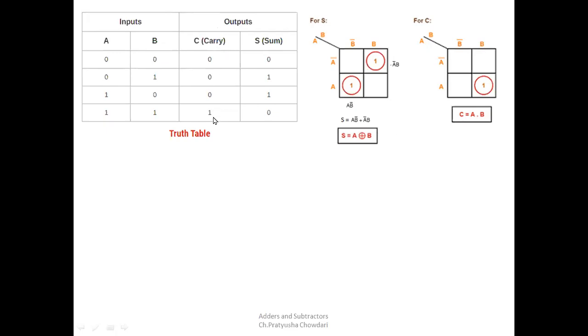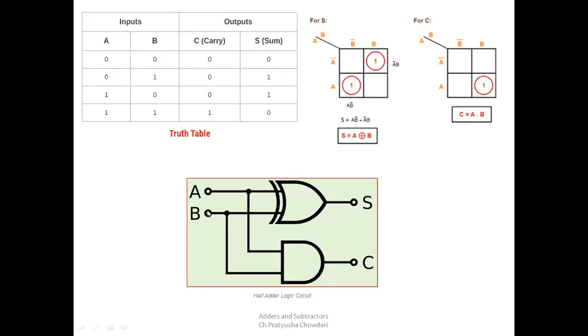Next, coming to carry, if you see the carry column, carry is equal to 1 for the 1, 1 case. A is equal to 1 and B is equal to 1. The carry bit is equal to 1. So this cell value is A dot B. So carry is equal to A dot B. That is an AND gate. So this is the logic diagram of half adder. A and B are XORed to get sum, and A and B are ANDed to get carry.